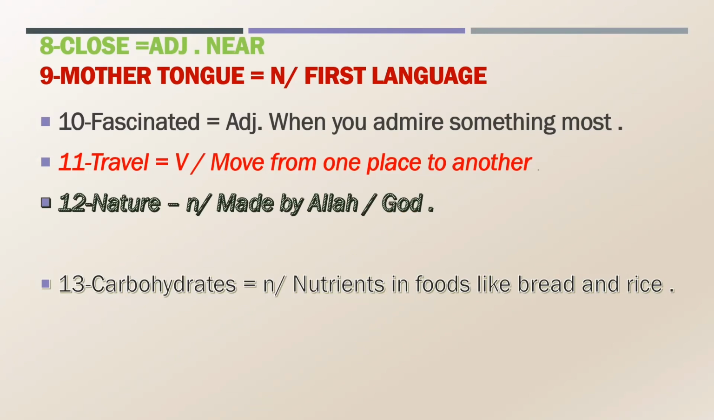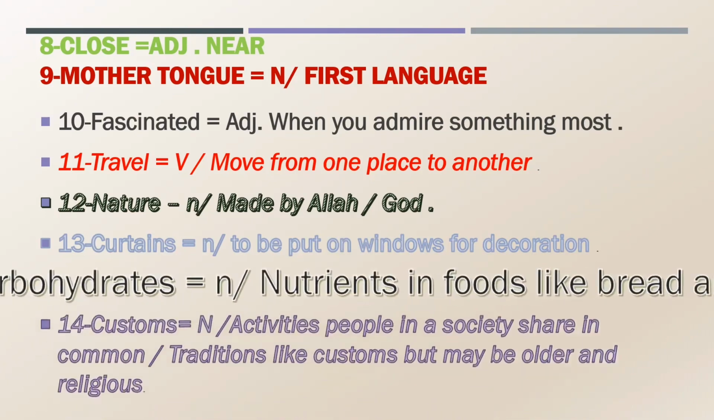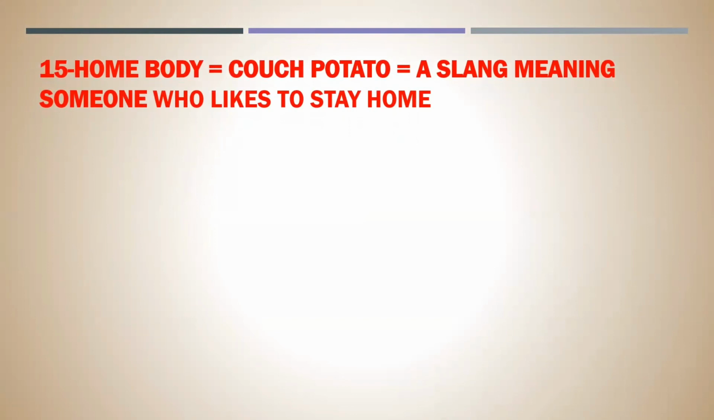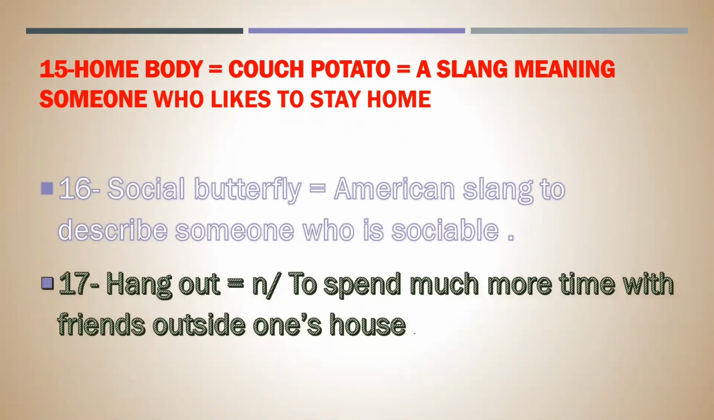Then we have nature, British, nature, American. Then we have curtains. This is British, and the American is drapes. Another word, drapes. Carbohydrates. Then we have customs, traditions. Then we have homebody, couch potato, homebody, couch potato. Social butterfly, hang out.